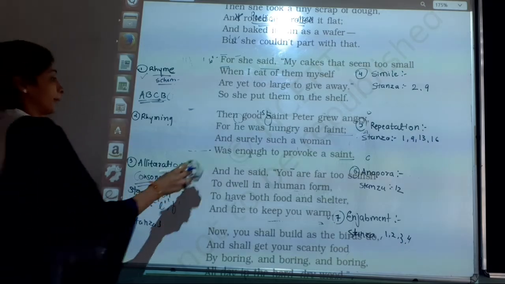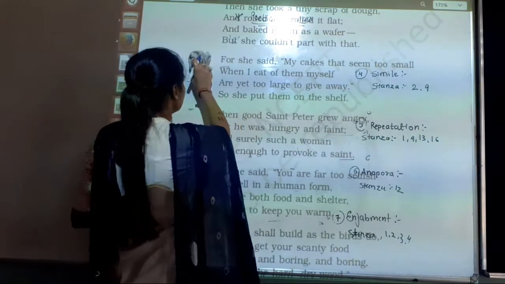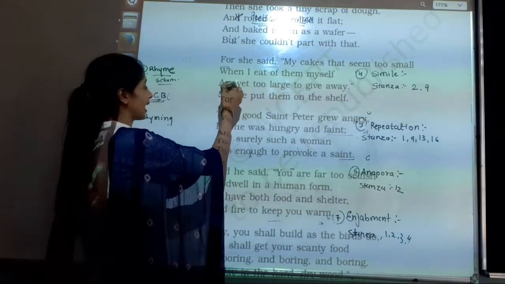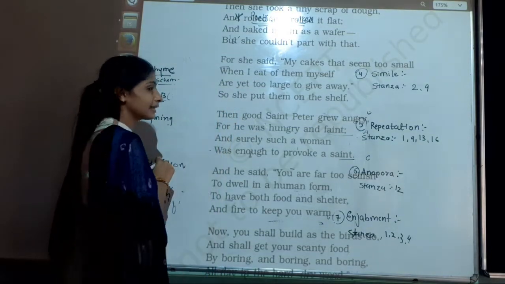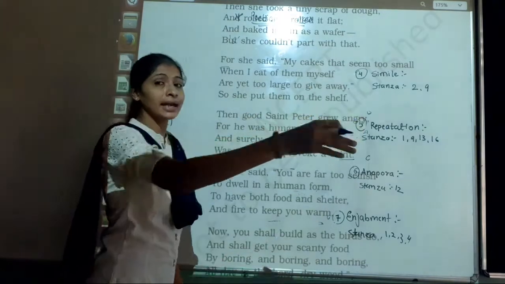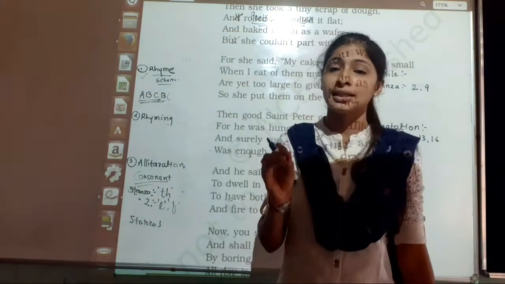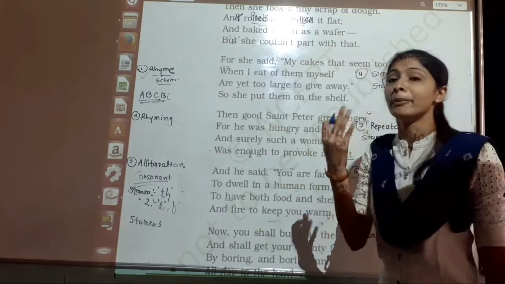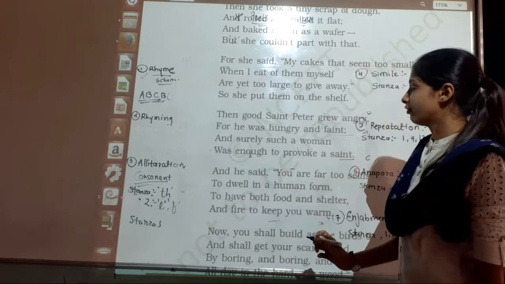So you have to copy it stanza wise. First of all, you will make the title, third point is alliteration. Below it you will write the stanza number 1 till the 16 in stanza. If you are getting the example of alliteration, you will write there stanza number 1, till you can get more. We can say the example of alliteration.